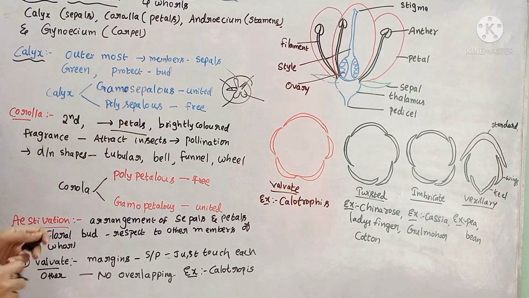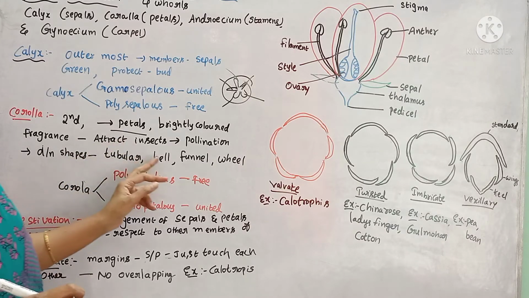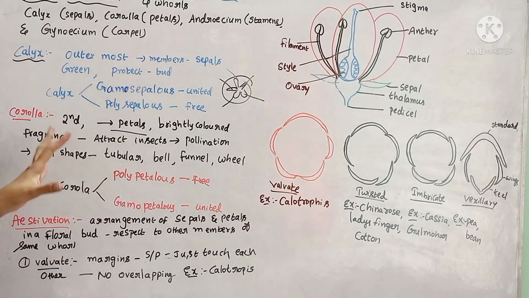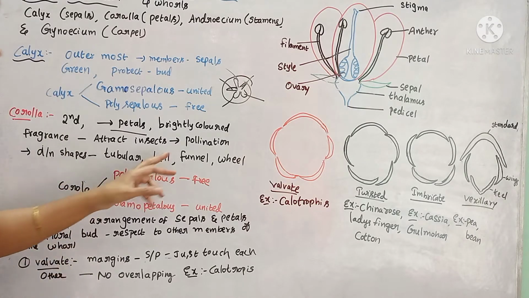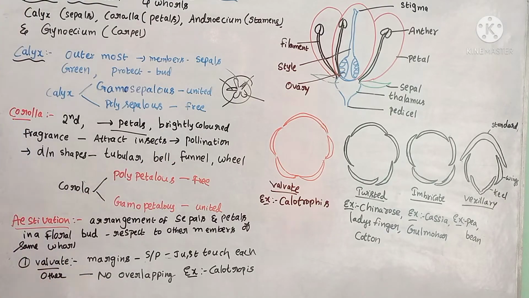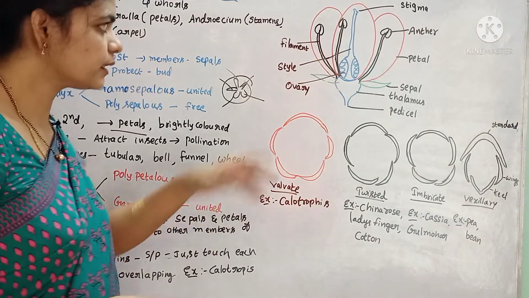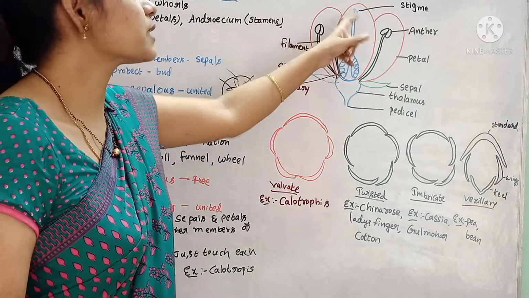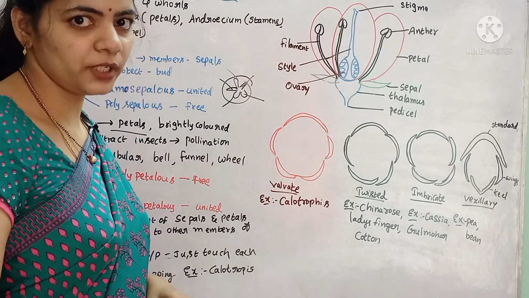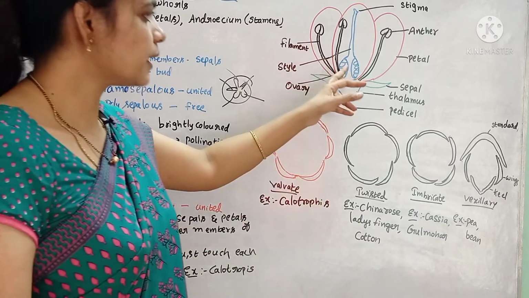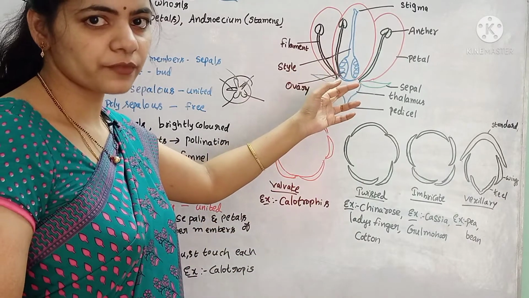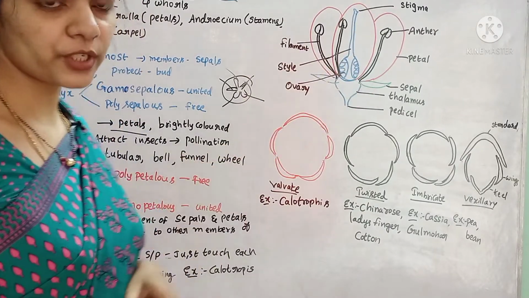This bright color and fragrance of the corolla is to attract the insects. These flowers have to attract the insects. What is the importance of attracting the insects? For the pollination process. What is pollination? The transfer of pollen grains from the anther to the stigma of the flower is called pollination. What will occur after pollination? Fertilization occurs. After fertilization, fruit development and seed formation take place.